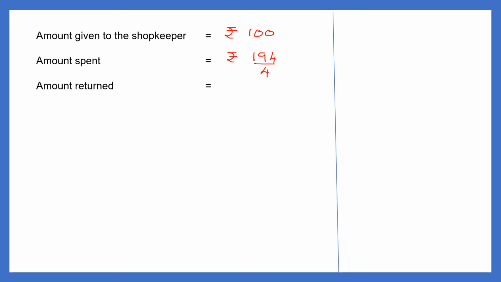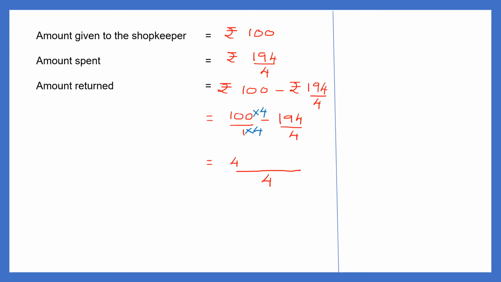Then amount returned. Now we gave 100 rupees to the shopkeeper and we spent so much. Now how much should the shopkeeper return? We need to subtract 100 minus rupees 194 by 4. So first let's make this a fraction. 100 by 1 minus 194 by 4. Now to find the LCM, if you have one denominator as 1 and the other denominator as any other number, that number becomes the LCM. Now let's continue. 1 fours are 4. So 100 into 4, 100 fours are 400, minus 4 ones are 4, so 194 ones are 194.